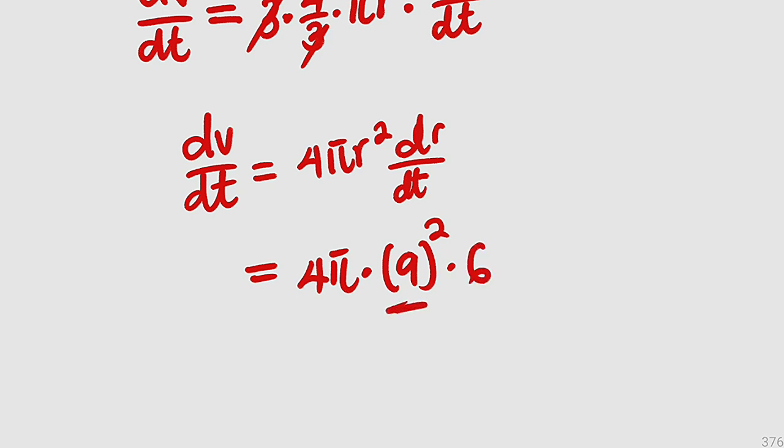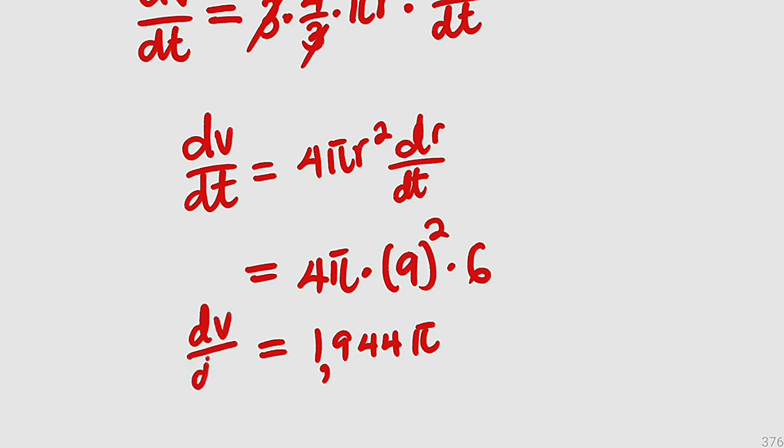We have 9 squared, which is 81. Then you take 81, you multiply it by 6. That will give us 486. 486 multiplied by 4 will give us 1944. So this is 1944 pi. So this is the rate at which the volume is changing when the radius is 9, and the radius is also changing at the rate of 6 inches per minute.